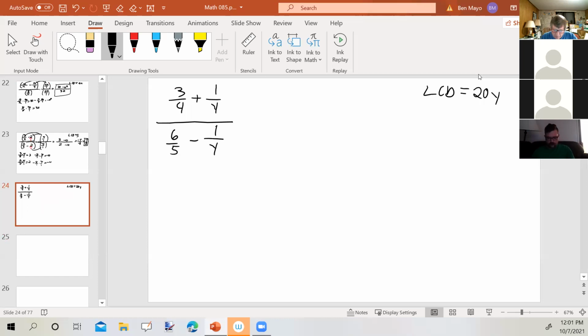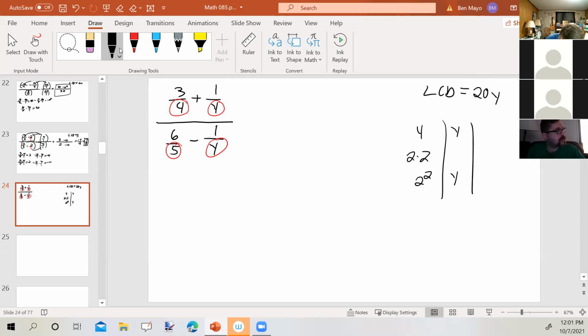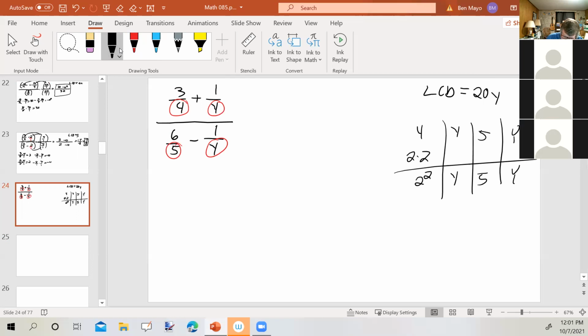Yeah, can you explain that? Okay, so let's take a look at each of the denominators. Okay, so 4 is 2 times 2, or 2 squared. Y is just y. 5 is just 5, and y is just y. Okay, you all right so far?